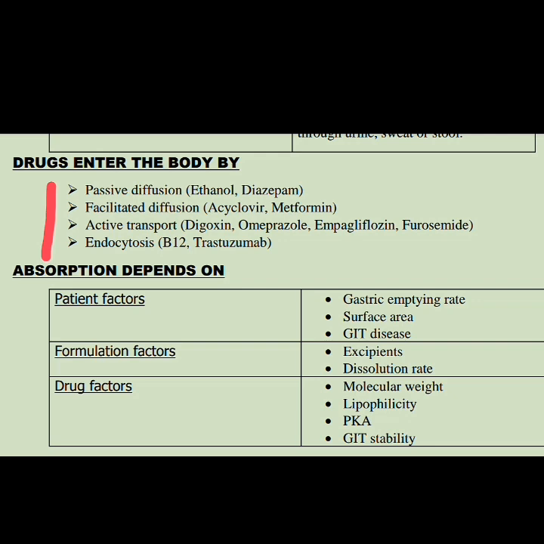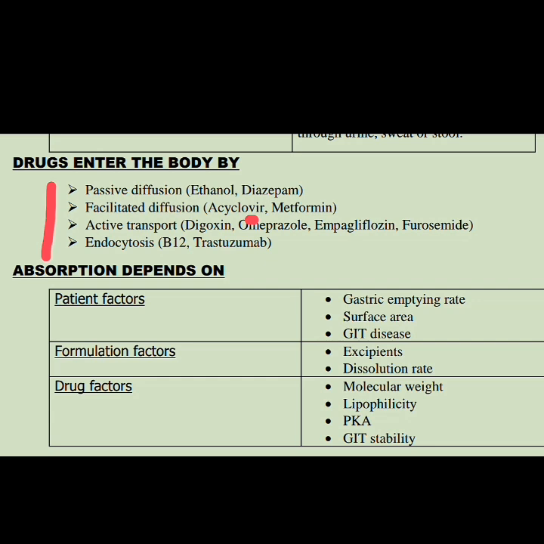And then we have facilitated diffusion. Facilitated diffusion, do not memorize these drugs again. We have acyclovir. Acyclovir is an antiviral. Another trick: whenever you see a VIR in a drug name, at any point in life, know that that drug is an antiviral drug. Usually the VIR will be at the end. It could be in the middle, but just know that that would be an antiviral drug. That's what I could tell you for now, right?